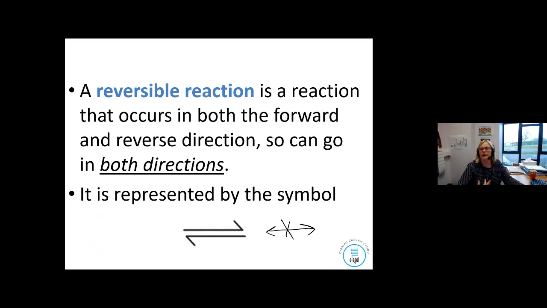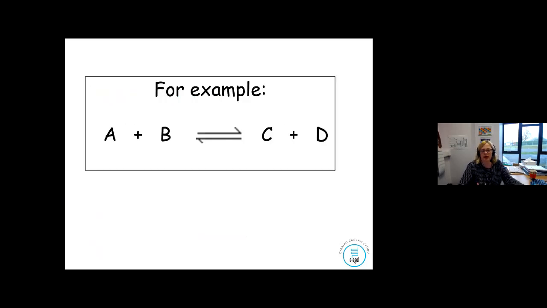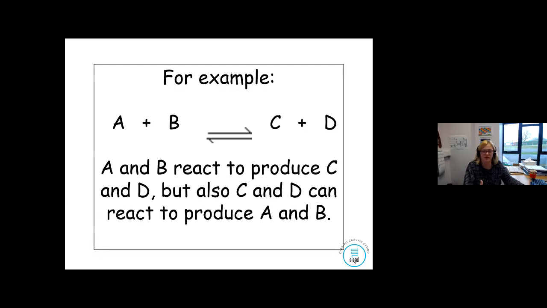So to be clear about what I'm saying here, let's say we have A and B as reagents and they traditionally would form C and D as products. What I'm telling you is that A and B do still produce C and D as the products, but at the same time, C and D can react with each other to reverse themselves into A and B.